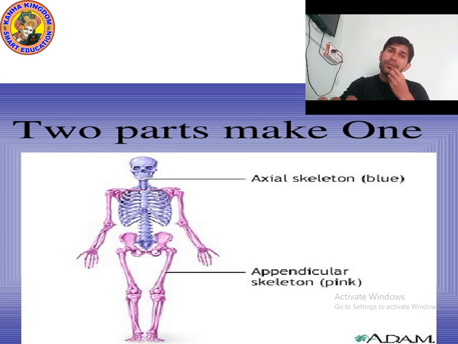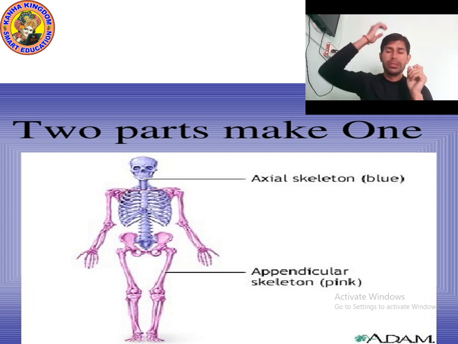And if we talk about appendicular skeleton, pelvis, legs, arms, and shoulder are included. Legs and arms are known as appendages. So pelvis, shoulder, and appendages are included in the appendicular skeleton.